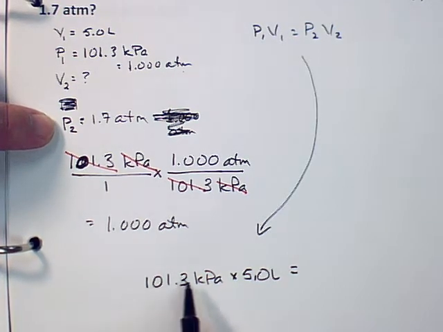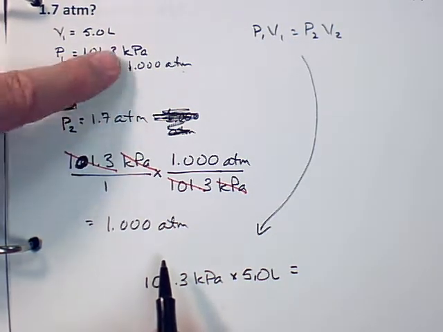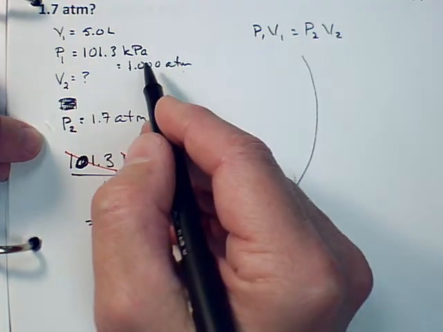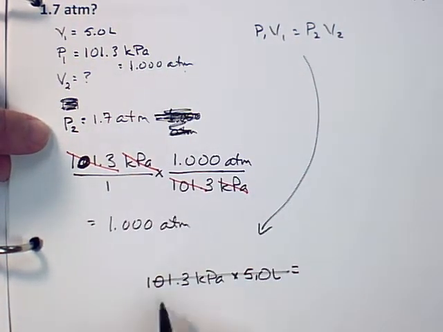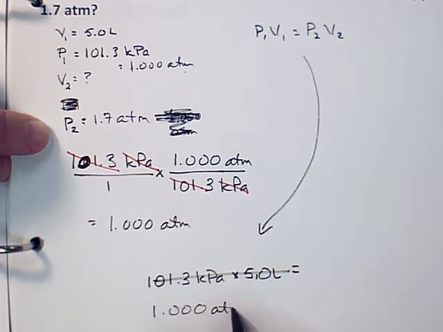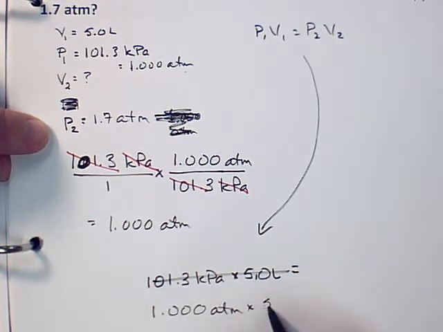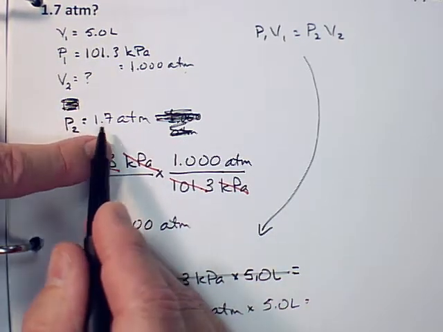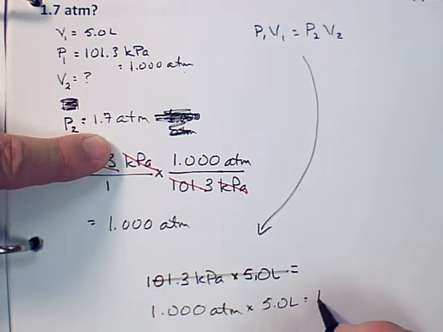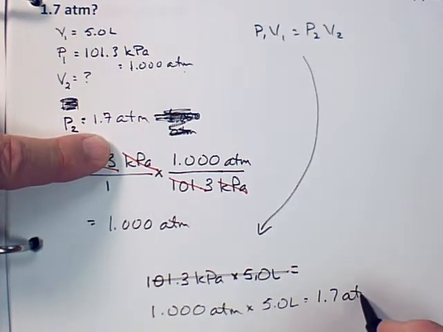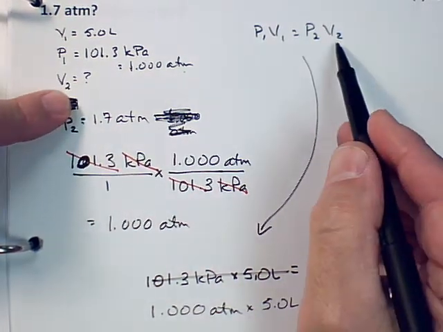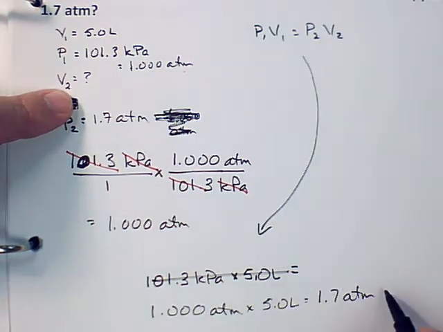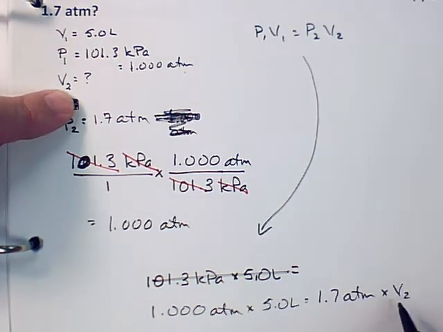Wait a minute. We want to change this, don't we? Because we can't use kPa and atmospheres. Okay. Let's make sure we use 1 atmosphere then. 1.00 atmospheres times 5 liters. And now it'll match the atmospheres we're going to use with this one. And then V2 we don't know, so over here we're going to leave that V2.